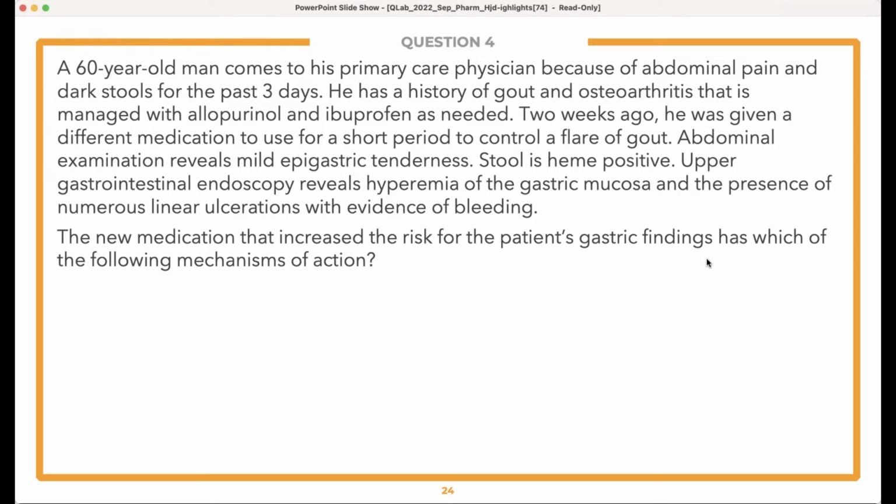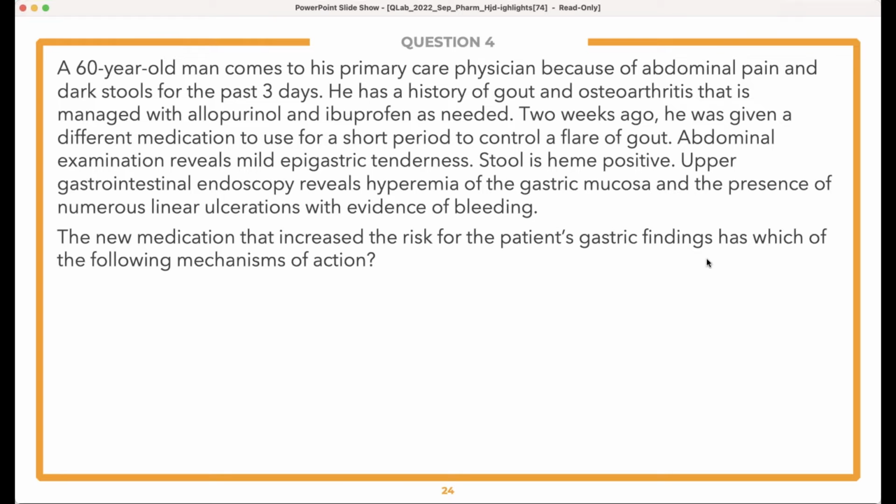The new medication that increased the risk for the patient's gastric findings has which of the following mechanisms of action? Let's read that vignette. A 60-year-old man comes to his primary care physician because of abdominal pain and dark stools for the past 3 days. He has a history of gout and osteoarthritis that is managed with allopurinol and ibuprofen as needed. 2 weeks ago, he was given a different medication to use for a short period to control a flare of gout. Abdominal examination reveals mild epigastric tenderness.